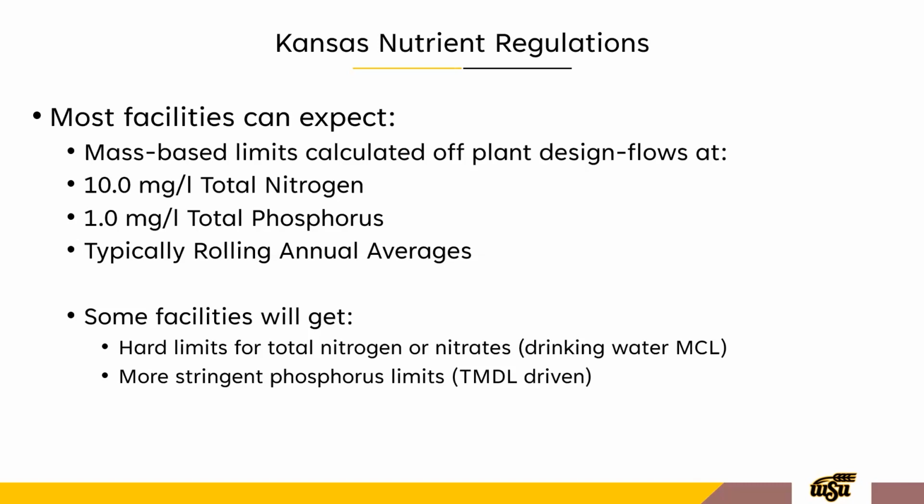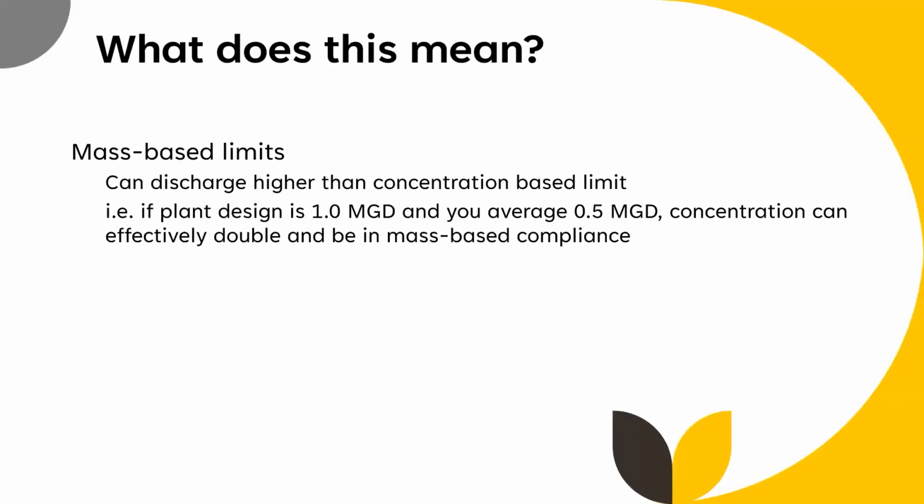So keep in mind that some facilities may be getting hard limits for total nitrogen or for nitrates related to drinking water MCL. And there also may be some watersheds where a more stringent phosphorus limit driven by TMDLs is going to be necessary to protect water quality. I think if you're a facility in one of these watersheds, you're probably aware of that at this point. What does this mean to you as a facility?